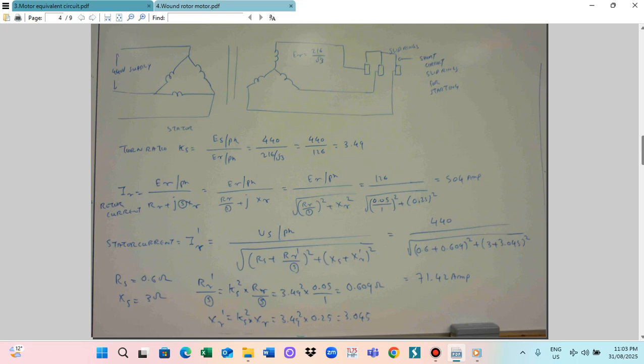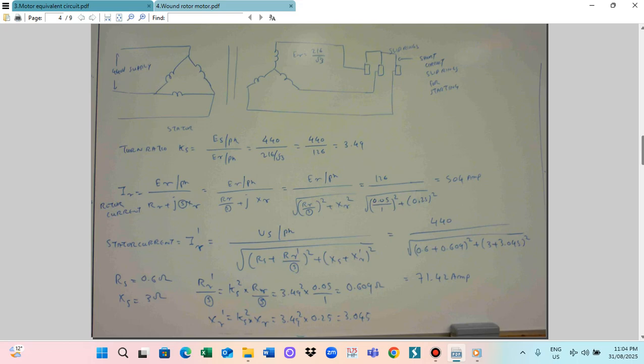So by solving this one, the delta current we got will be 71.7242 ampere. This is for the delta current. And after that, you can also calculate the delta power factor. So the delta power factor formula is the cos tangent inverse of X_S plus X_R' divided by R_S plus R_R' by S. So this is for the delta power factor.